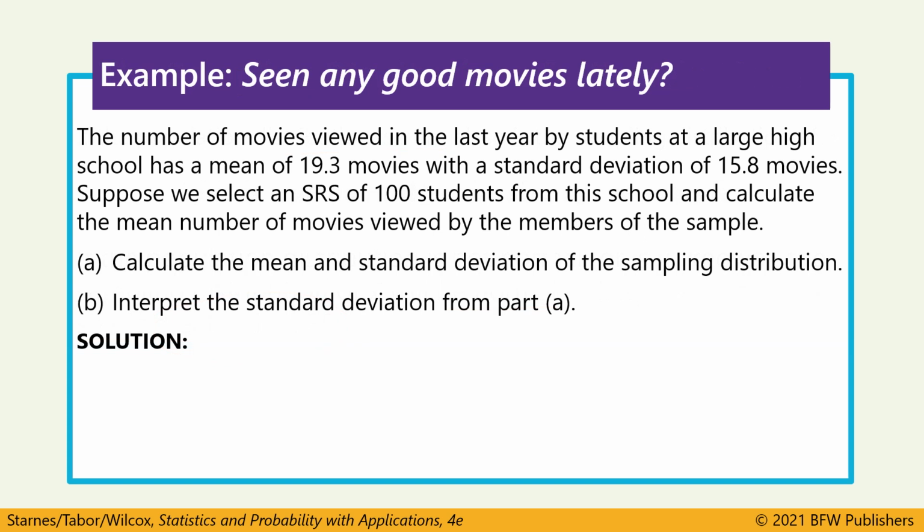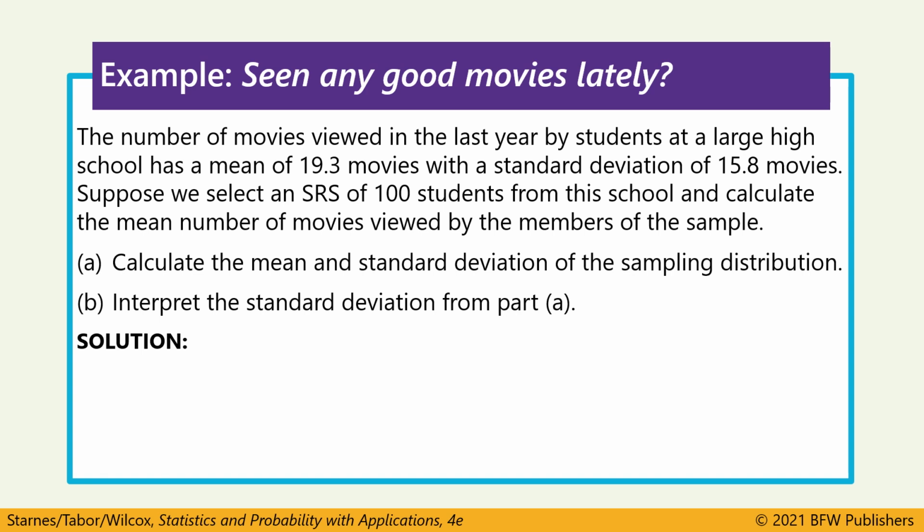For example, the number of movies viewed in the last year by students at a large high school has a mean of 19.3 movies and a standard deviation of 15.8 movies. Let's say we select a simple random sample of 100 students and calculate the mean number of movies viewed.